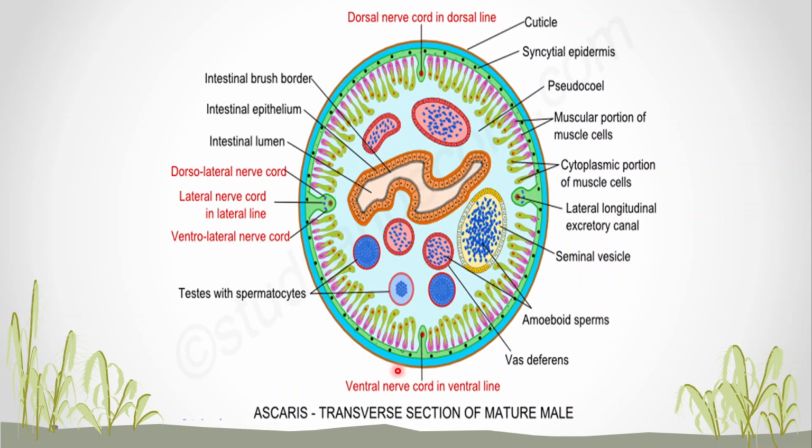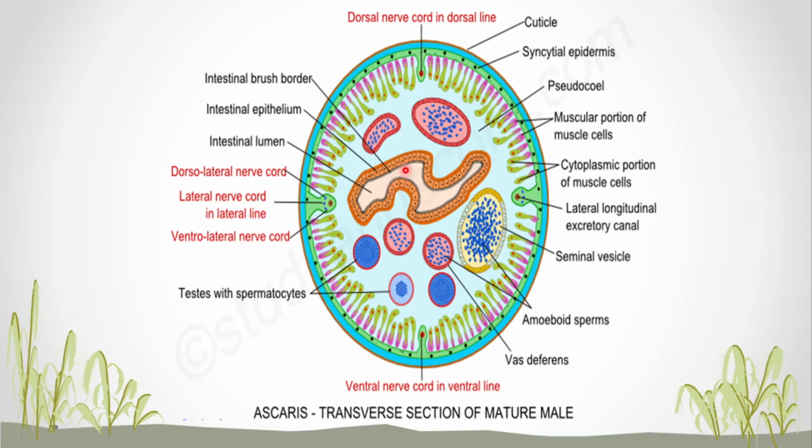This is the transverse section of mature male Ascaris. See the complete diagram, which also comes for 4 marks: draw a well-labeled diagram of the transverse section of male Ascaris. So you have to draw this diagram and label each and every part of it.